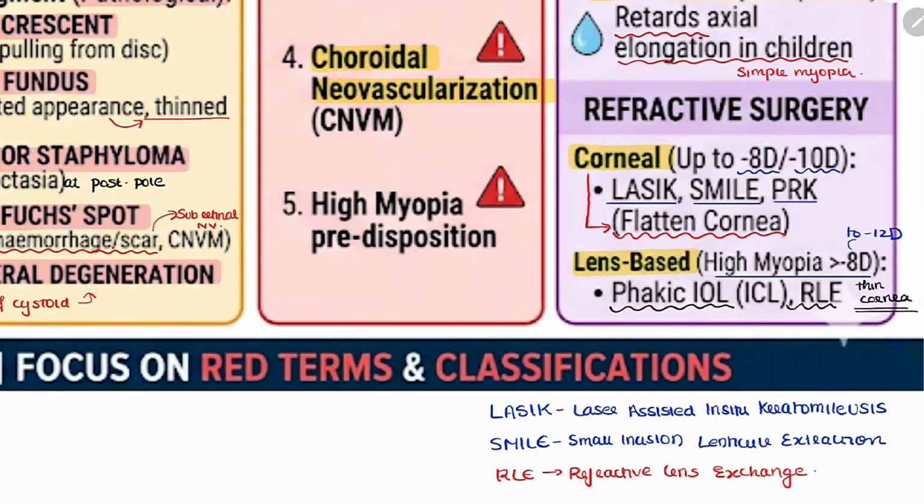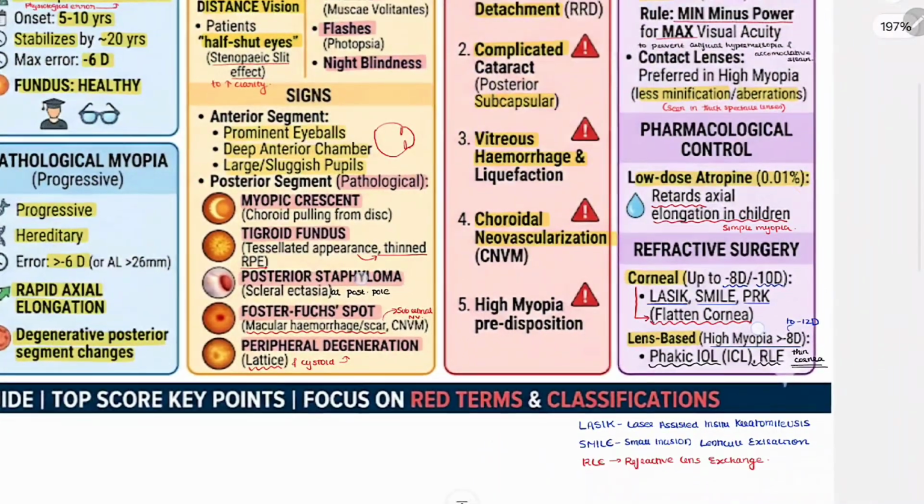So these are the treatment of choice, and these are done in case of thin cornea. Because in corneal surgeries, we have to flatten the cornea. If the cornea is already thin, we cannot flatten the cornea. So we will do lens based refractive surgery. So this was all about myopia.